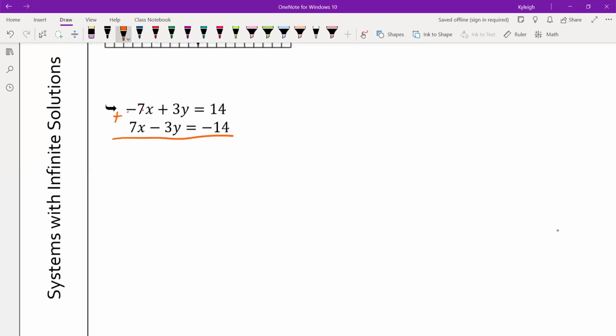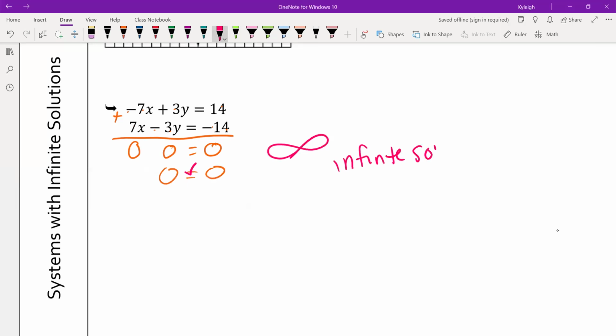7 minus 7 is 0. 3 minus 3 is 0. 14 minus 14 is 0. Is 0 equal to 0? Well, I know that's true. So my answer is infinite solutions. And again, I used elimination because this was the same number with opposite signs.